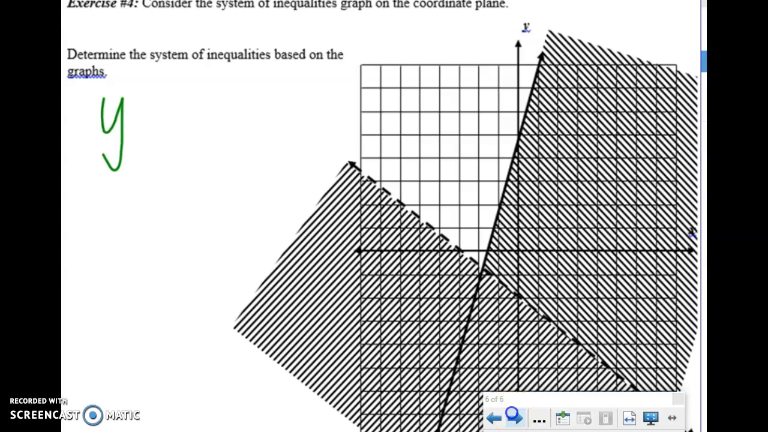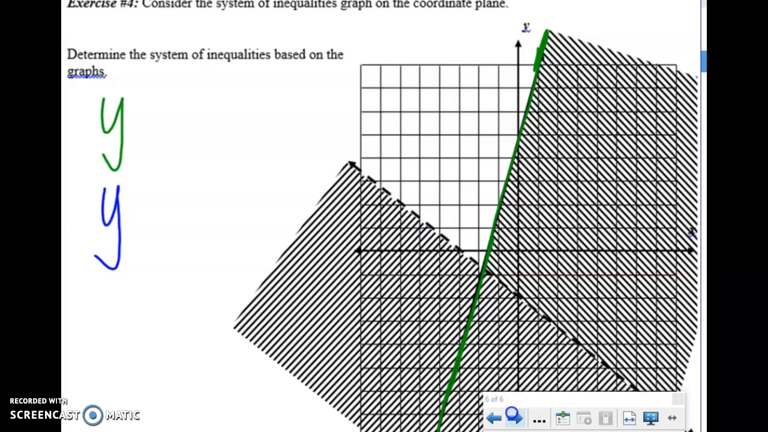So y and y to get things going. So I got to look at the lines, I got to come up with the slope, the y-intercept, and the correct inequality. So here we go. Let's go with this one as the green. So this one right here, this solid green line.